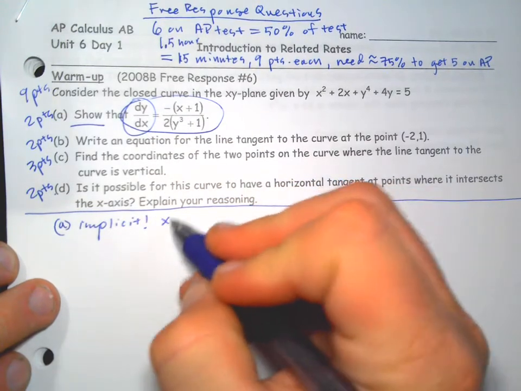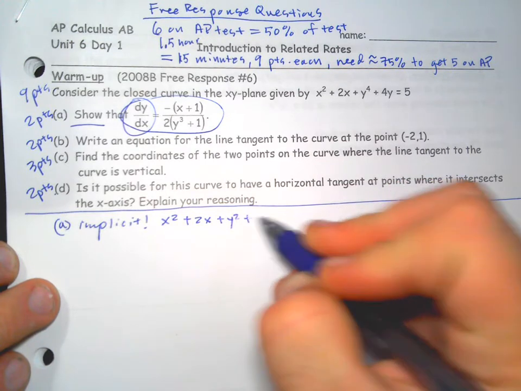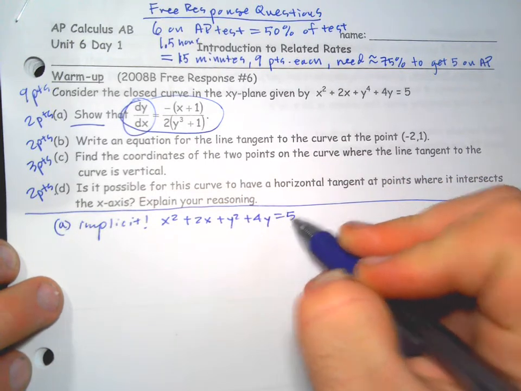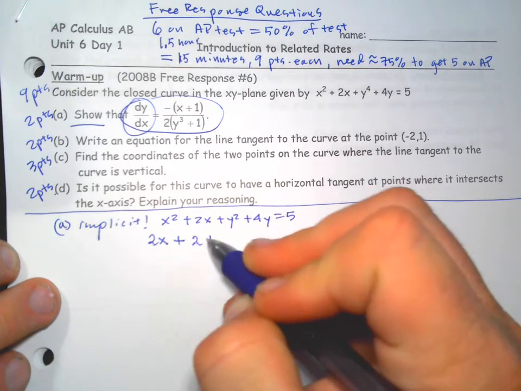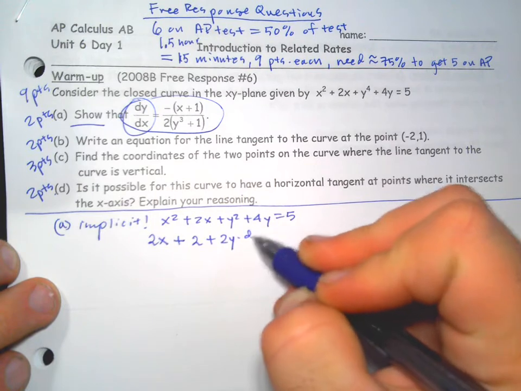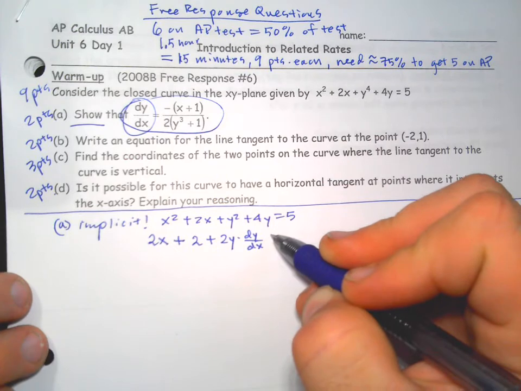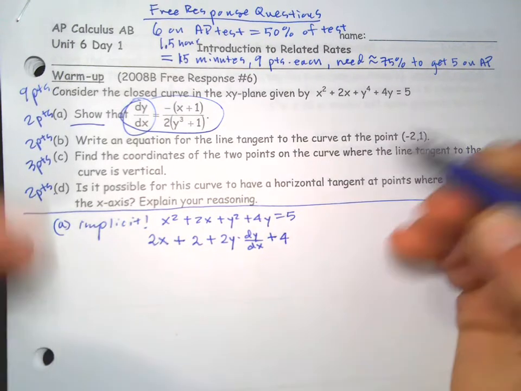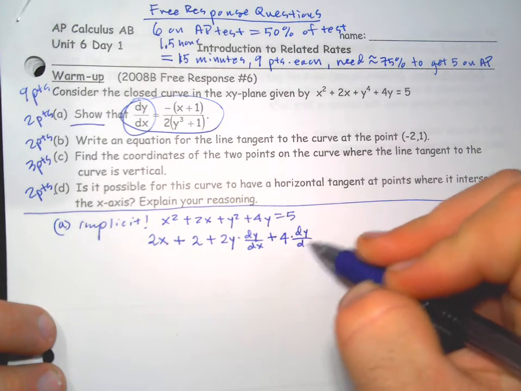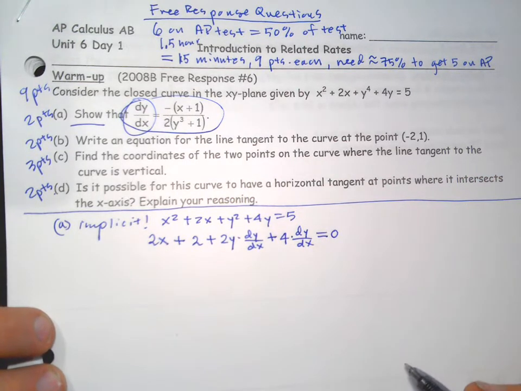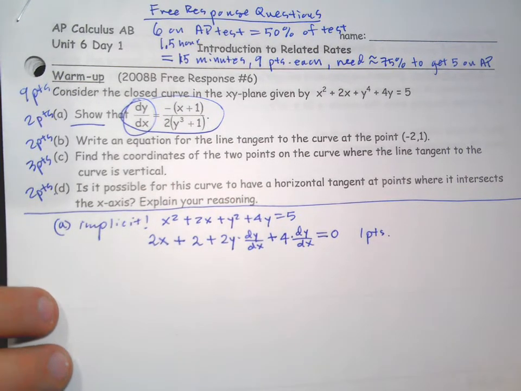Okay, so I'm just going to rewrite this equation real quick. We're going to take the derivative with respect to x. It's going to be 2x to the first power plus 2 plus 2y to the first power times dy/dx. You have to follow it up by the derivative of what's inside. It's kind of like a chain rule idea. Plus 4. The derivative of 4y would just be 4, and then we take the derivative of what's inside, dy/dx. And then the derivative of 5 is 0. Now, that step right there, that's worth a point, just by doing that correctly.